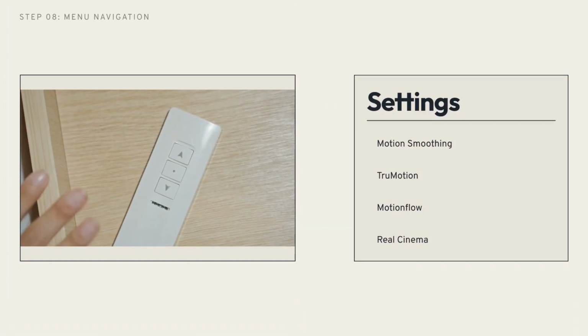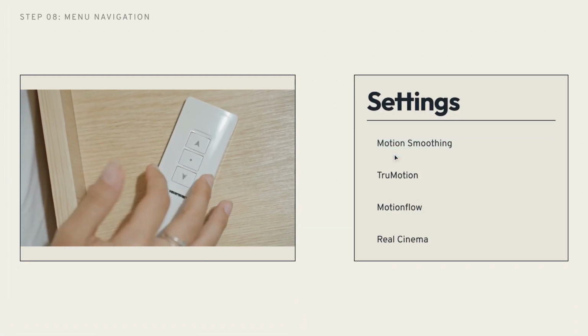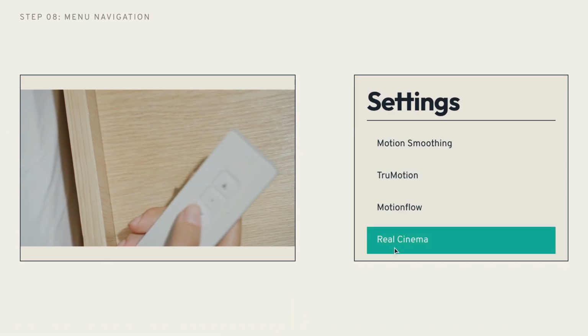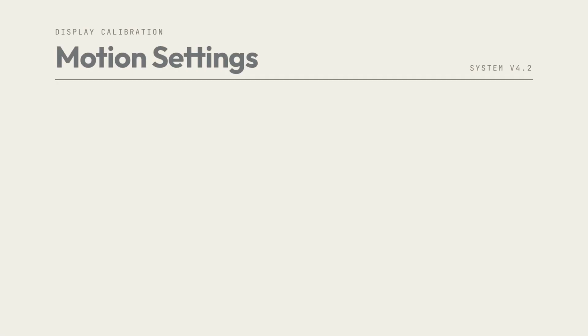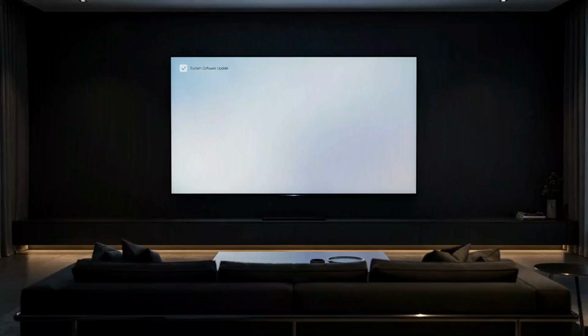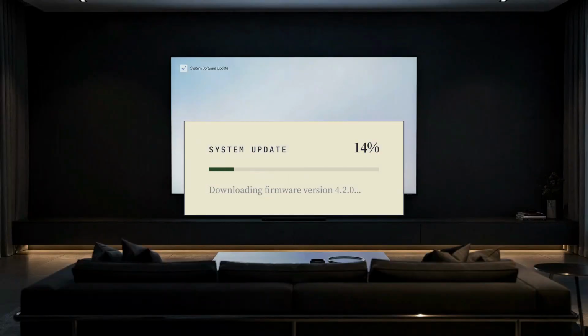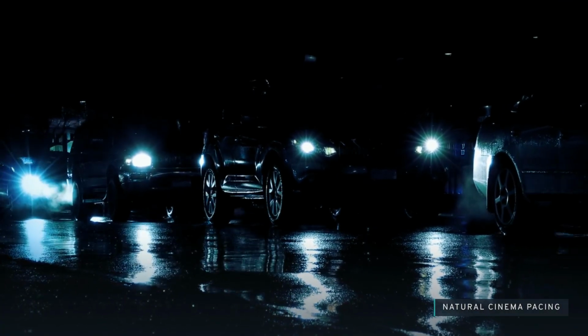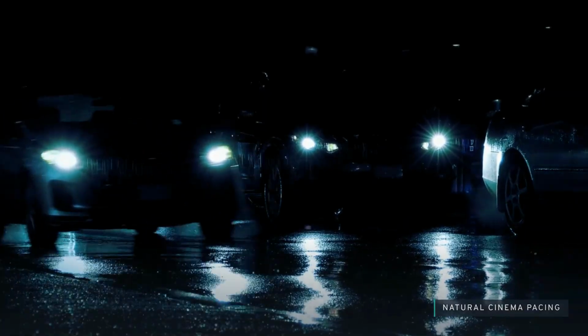Grab your remote, navigate to Picture Settings, locate options labeled Motion Smoothing, True Motion, Motion Flow, Auto Motion Plus, or Motion Interpolation, and turn the setting completely off. Keep in mind that major firmware updates occasionally re-enable this feature. So check this setting periodically to ensure movies retain their intended frame pacing.